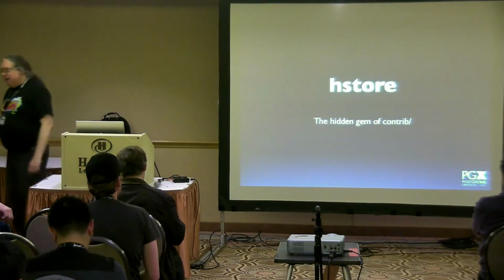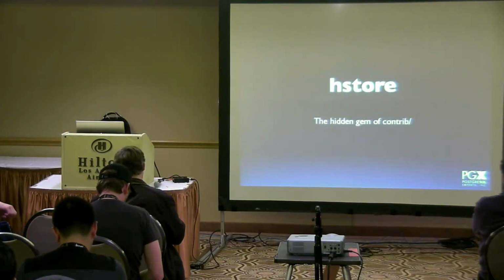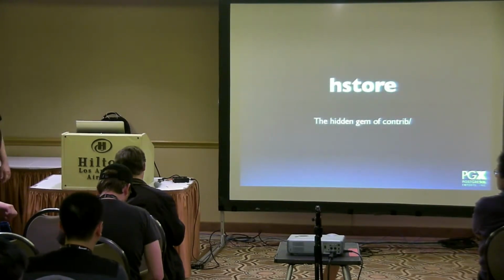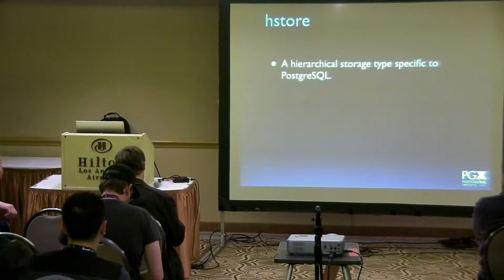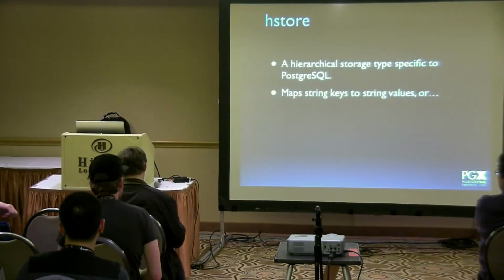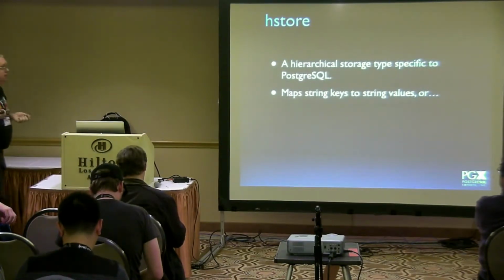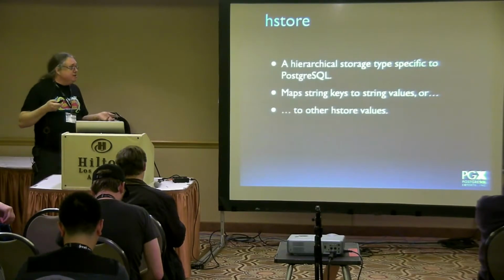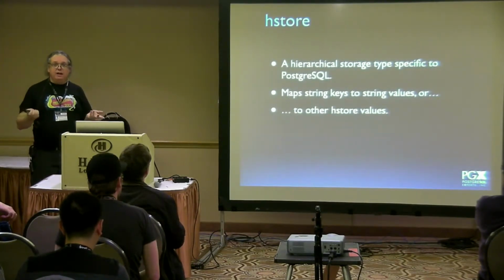So, hstore, which is in contrib. It's not a built-in core type in Postgres, but it's in contrib, so it's part of the standard distribution. It's a hierarchical storage type that's specific to Postgres. It was interesting, but kind of for a long time, and then in 9.0 or 8.4, I forget which one, a lot of work was done to it to make it a lot more flexible. It's really nice. It's basically a hash, like a Perl-like hash. You map string keys to string values or to other hstore values, and bang, you now have a hierarchical type.